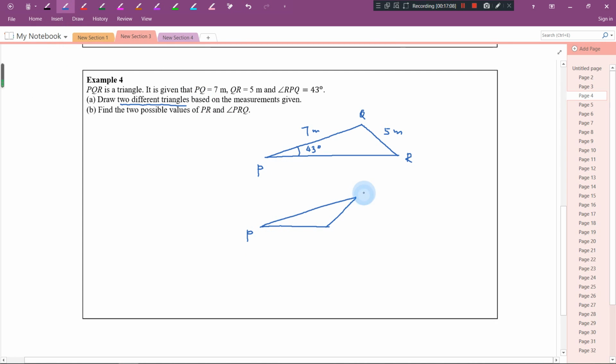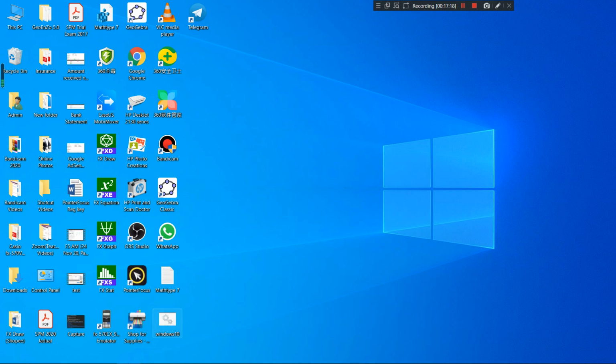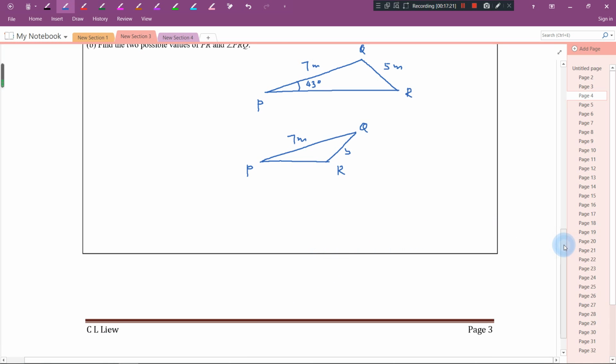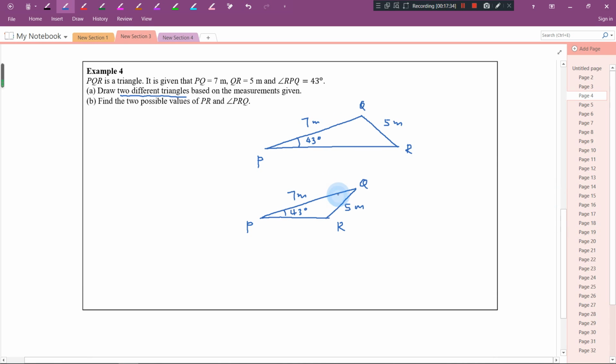So this is PQR, and this is 7 meters. This is the same. This is 5 meters. Sorry, something wrong here. So this is 5 meters, and this is still 43 degrees. So this is an ambiguous case. We have two triangles. Now we want to find the two possible values of PR, one longer and one shorter, and the angle PRQ.